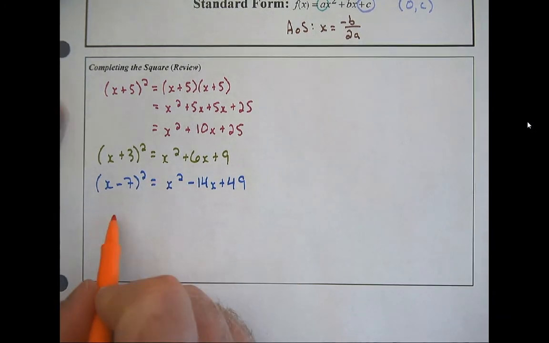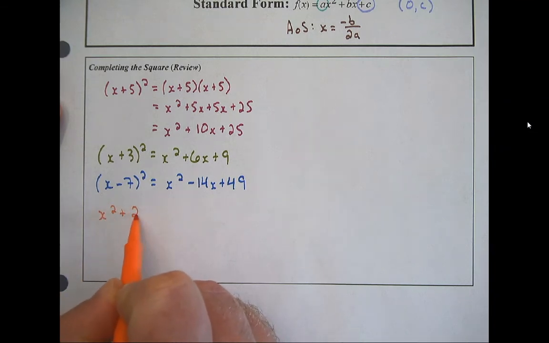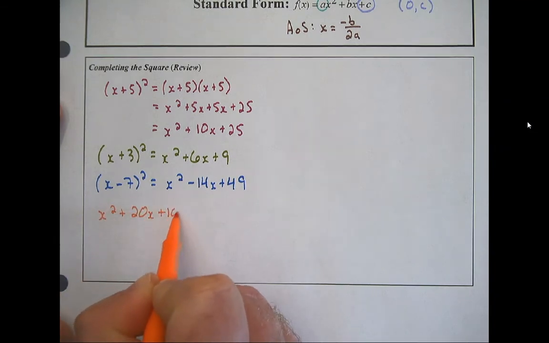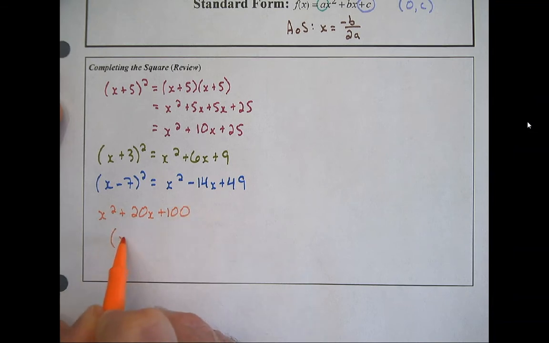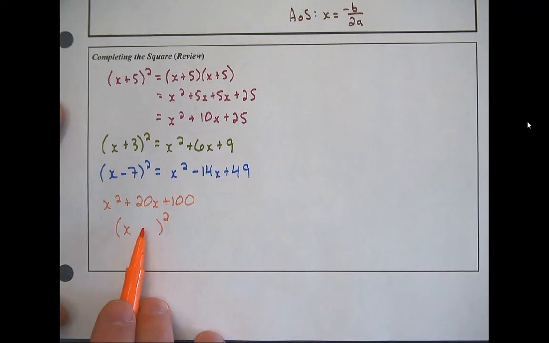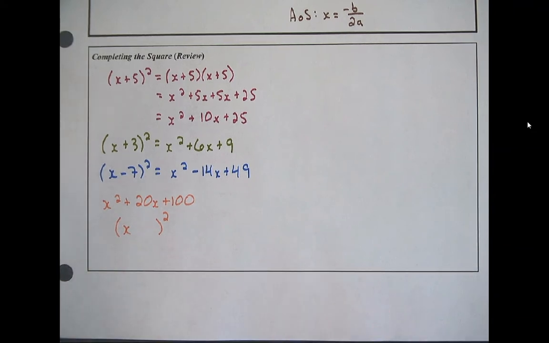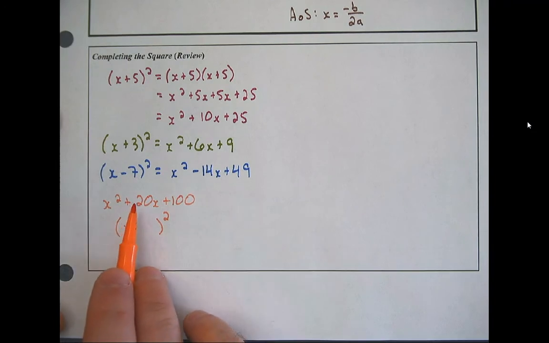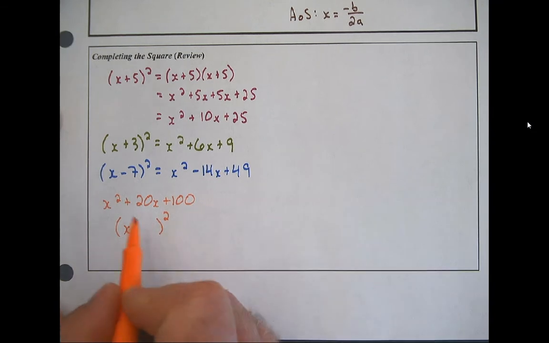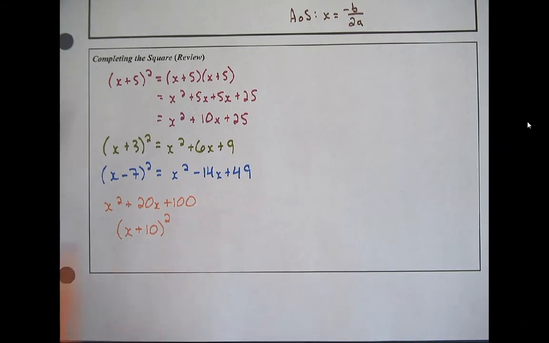So let's say we had x squared plus 20x plus 100. This should be x, then something, and then squared. What should that something be? Well, I've got to find something that multiplies by 2 to give me 20 and squares to end up being 100. You find that out pretty quickly. It's the number 10.